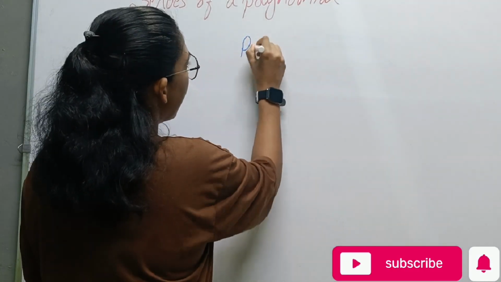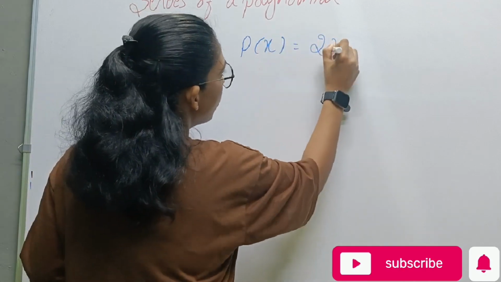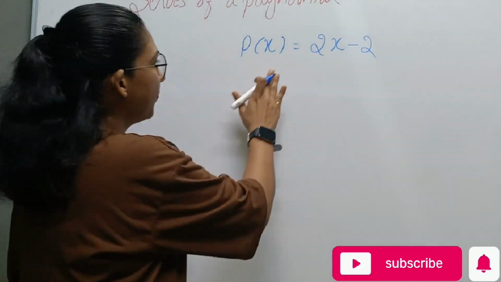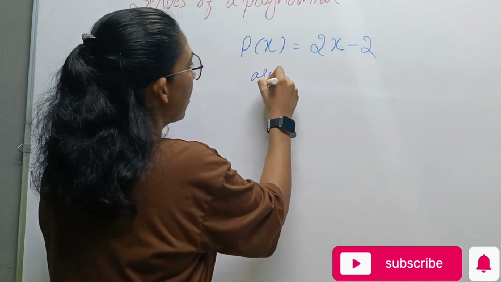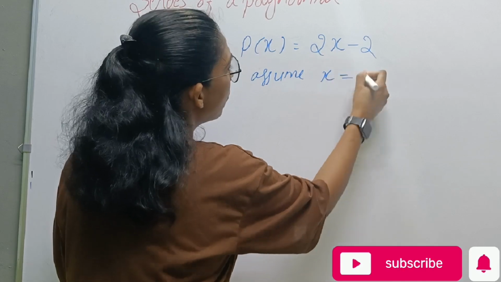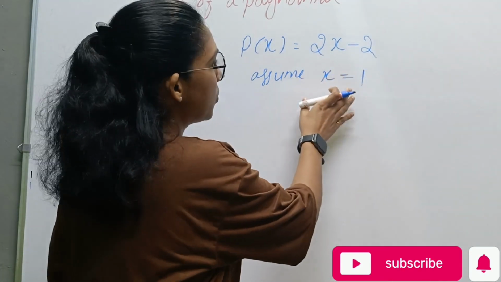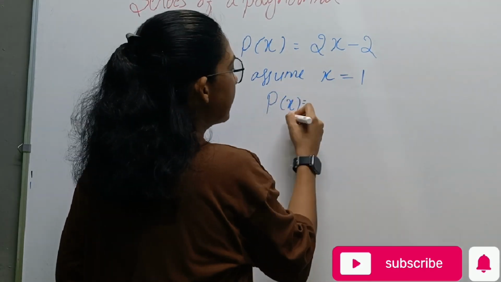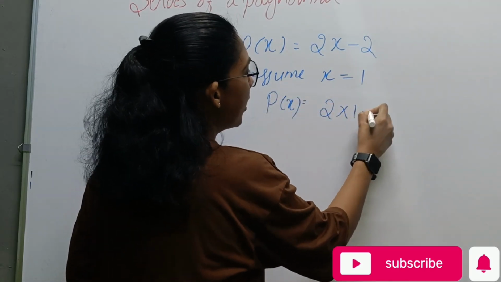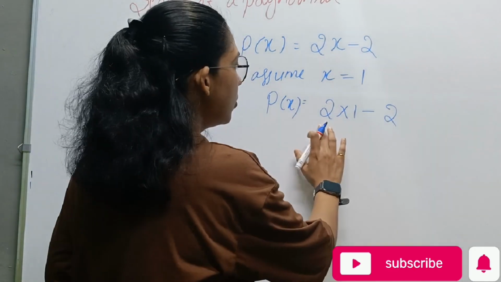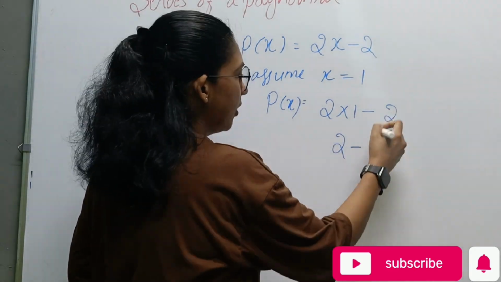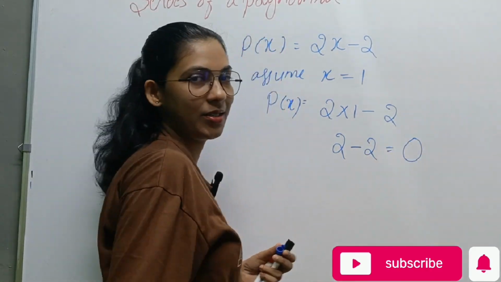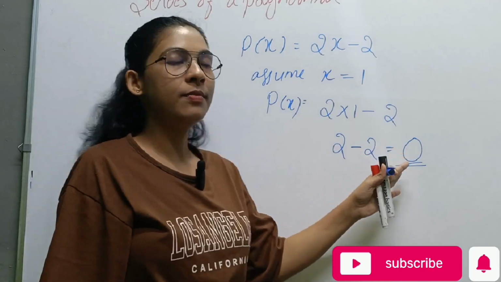Let P of x is equal to 2x minus 2. This is a polynomial. Assume x is equal to 1. Let's substitute x is equal to 1. Then what happens? P of x is equal to 2 into 1 minus 2. 2 into 1 is 2, then minus 2, so 2 minus 2 is equal to 0. Now the P of x becomes 0.